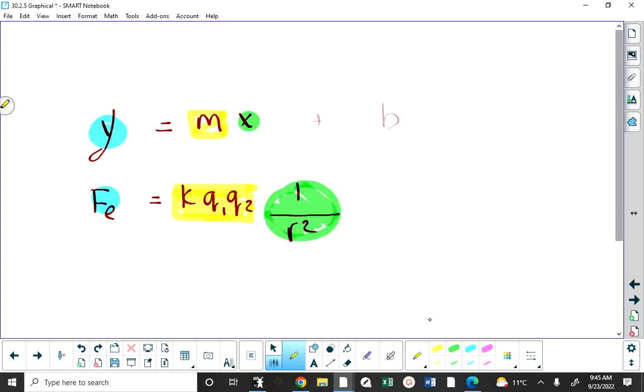Because Coulomb's law says the force equals these constants, not times r squared, but times 1 over r squared. So in order to get a straight line, you have to plot 1 over r squared.